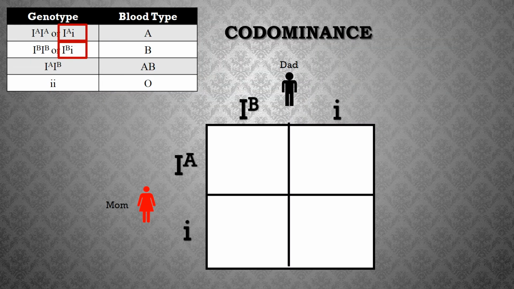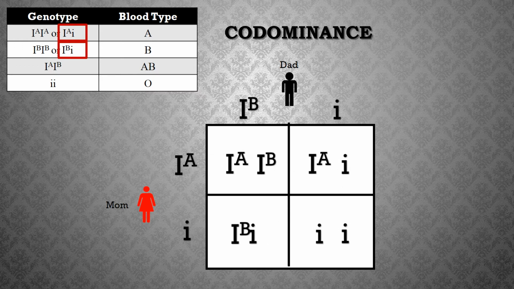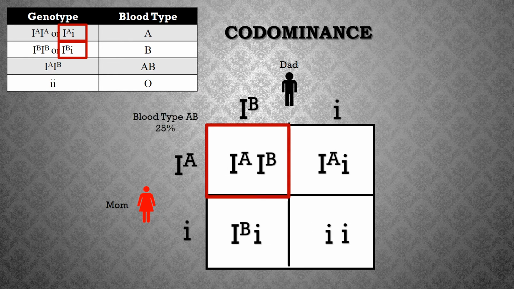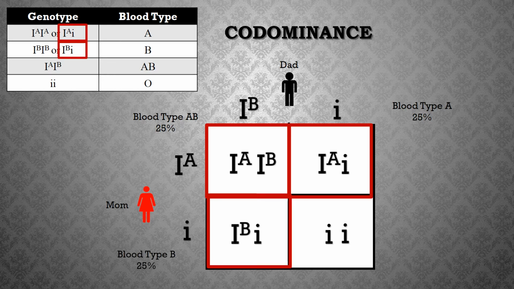So we're going to practice using Punnett squares with blood types. We're going to say that mom has blood type A and dad has blood type B. Start the Punnett squares, and we will notice that approximately 25% of the time we're going to have blood type AB. About 25% of the time, blood type A, and about 25% of the time it's just blood type B. And also blood type O occurs about 25% of the time in the offspring.